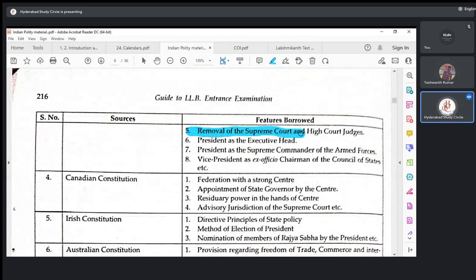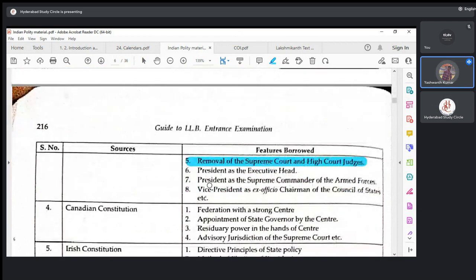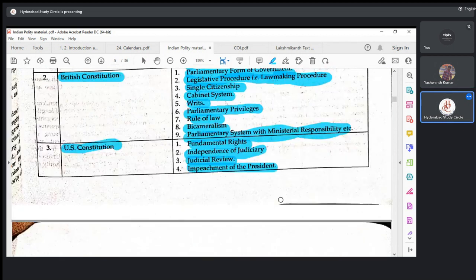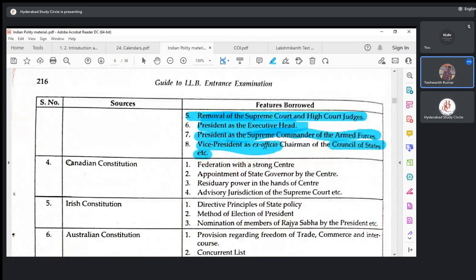Then what have we taken from the US Constitution? Removal of Supreme Court and High Court judges, President as the executive head, President as the supreme commander of the armed forces, Vice President as ex officio chairman of the Council of States. What is the Council of State? Rajya Sabha is the Council of State.